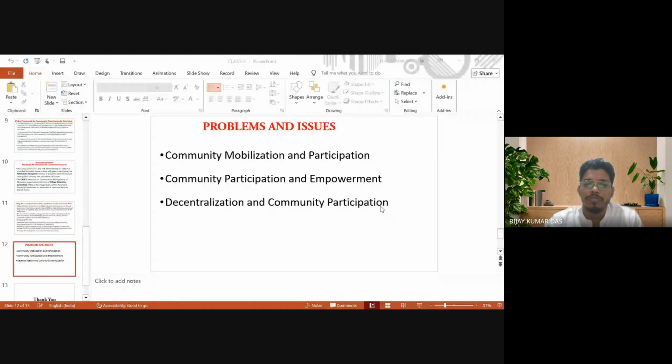Problems and issues. According to the population census study report, there are problems of community mobilization, community participation and community empowerment. These are major problems. Community participation in education is important. So one problem we see is community mobilization and participation. One by one we will talk.